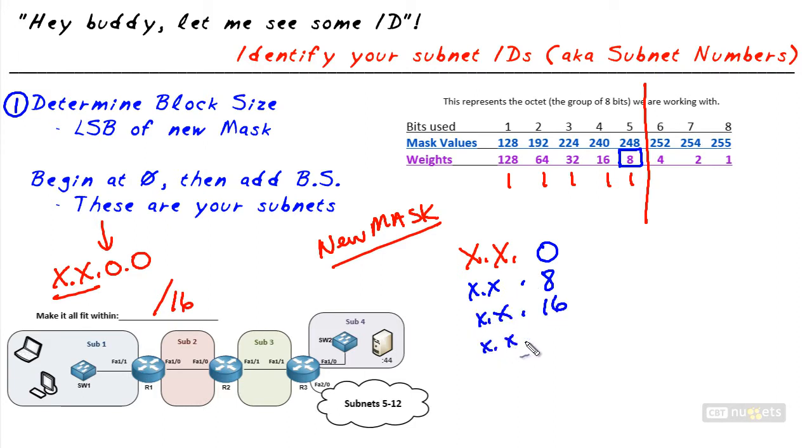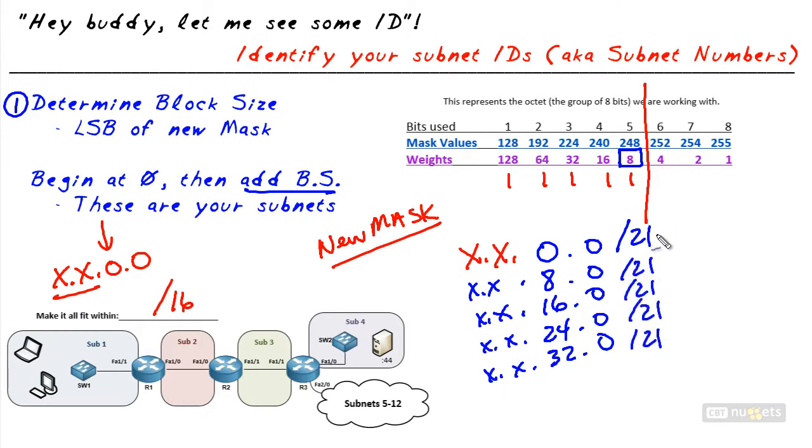And then this is for some a little bit of a challenge, but only add 8 again. Don't go doubling. This is just adding the block size, adding the block size, adding the block size. So this would be 24, and this would be 32. And of course, we have another octet out there, so we'd have to hang that guy off as well. And then the new mask, what's that going to be? The original mask was 16. We're taking 5 additional bits. So 16 plus 5 is a /21.